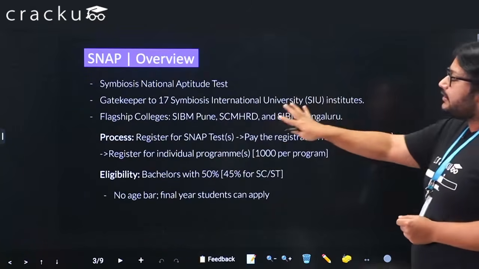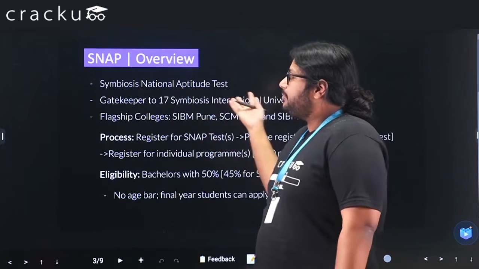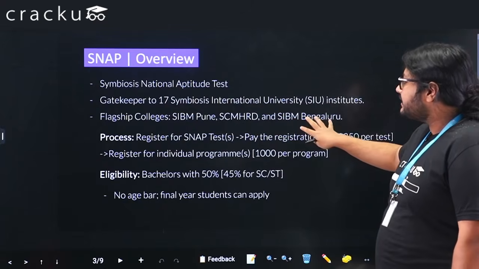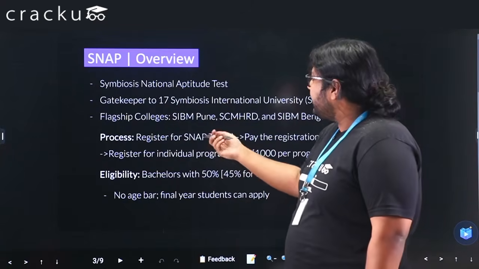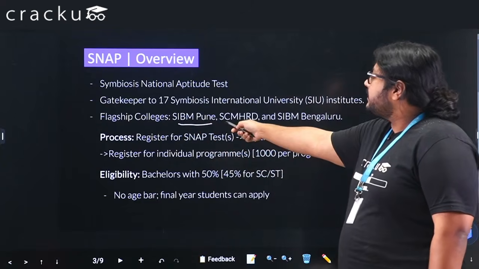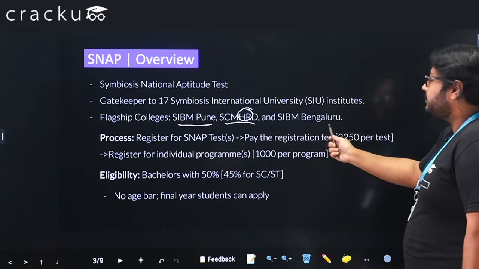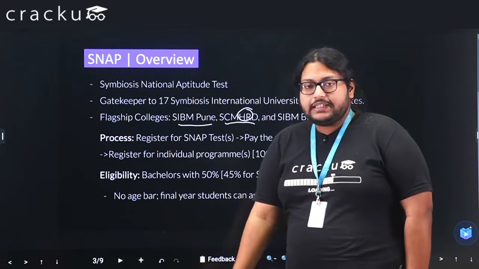So a basic overview: SNAP stands for Symbiosis National Aptitude Test. It is for the 17 Symbiosis International Universities. Of those universities, the best colleges are SIBM Pune, SCMHRD, which is very much known for HR, and SIBM Bangalore, among the others.